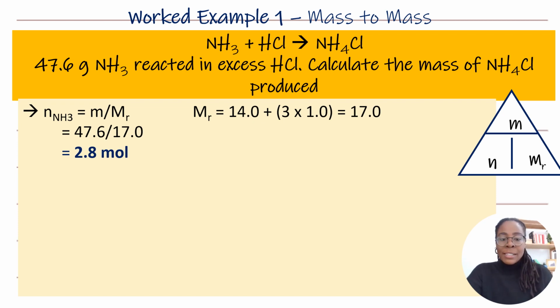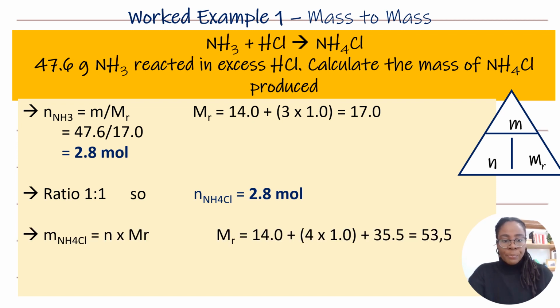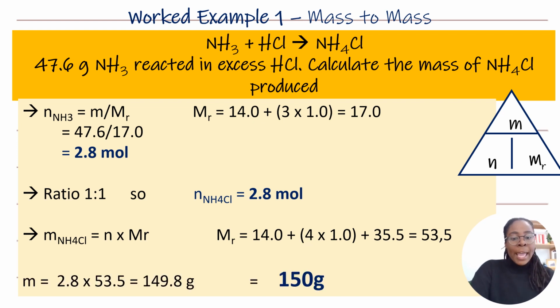Now, looking at the balanced symbol equation, we can see that the ratio between the ammonia and the ammonium chloride is a 1-to-1 ratio. So that means that the number of moles of our ammonium chloride is going to be the same as the number of moles of our ammonia. So now to find the mass of our ammonium chloride, moles times Mr, and that gives us a value of 150 grams.